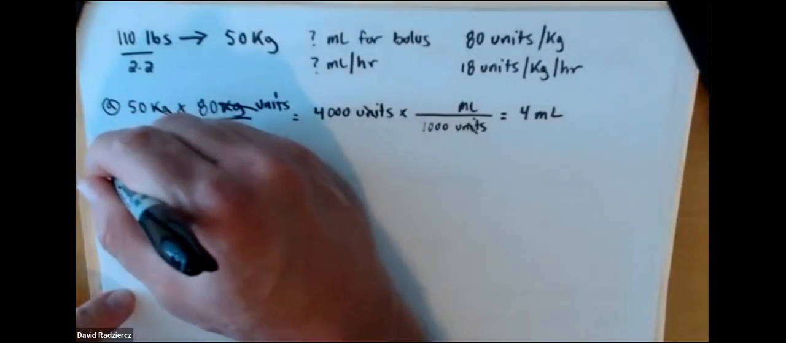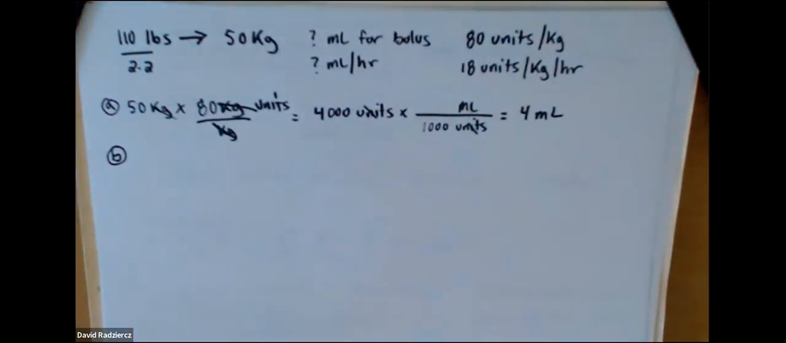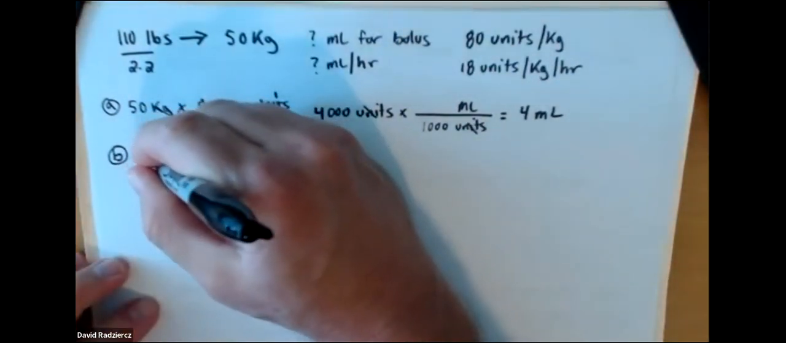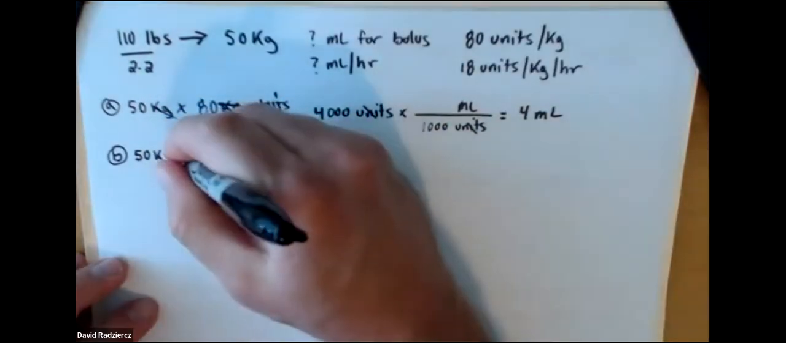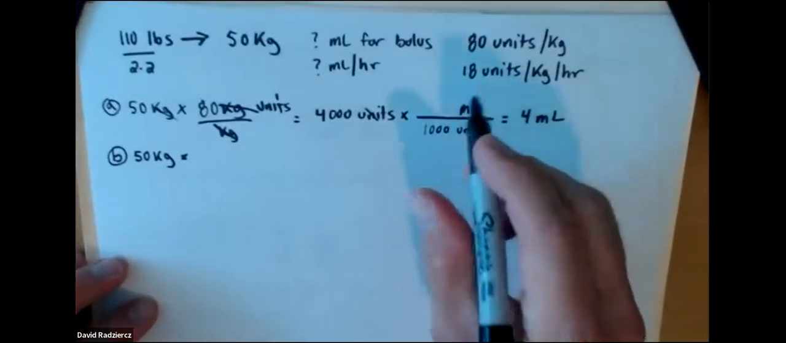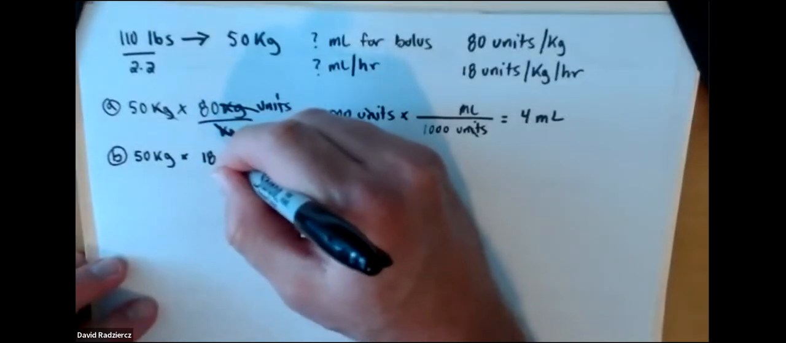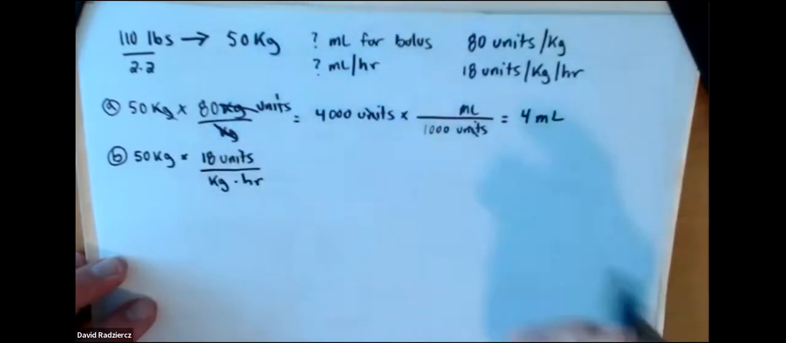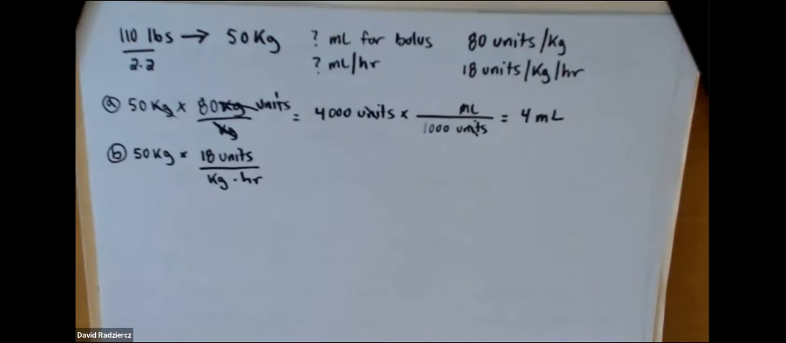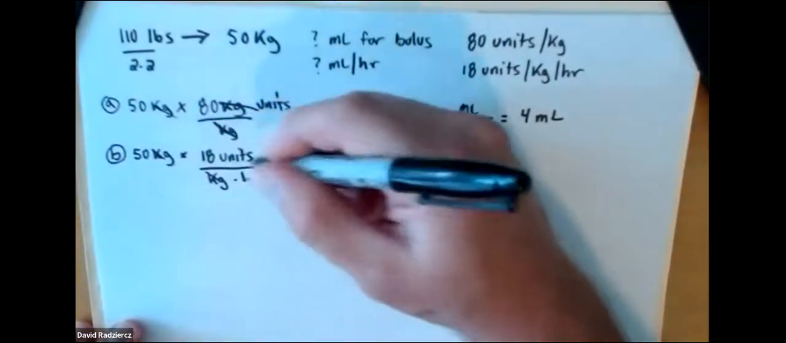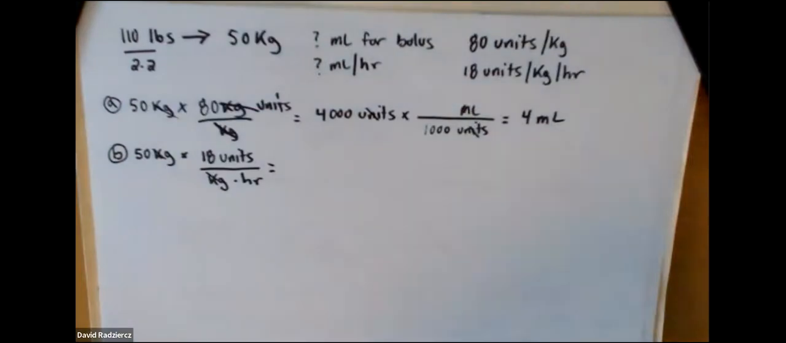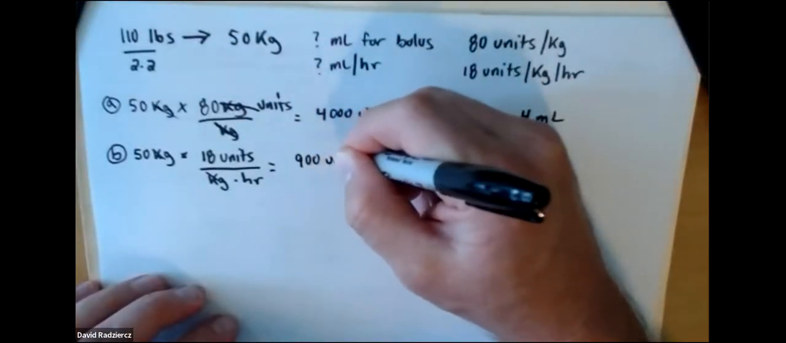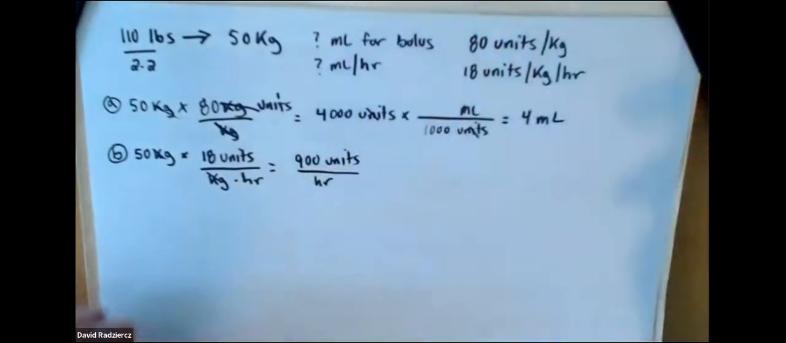Part B. Same patient. Now we're calculating the infusion rate. The infusion rate says 18 units per kilogram per hour. I'm going to multiply 50 by 18, and I'm going to get 900 units per hour.